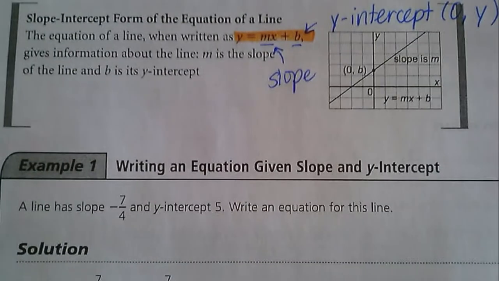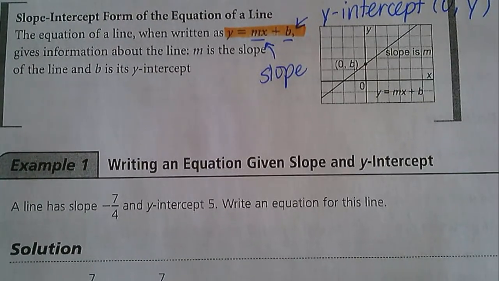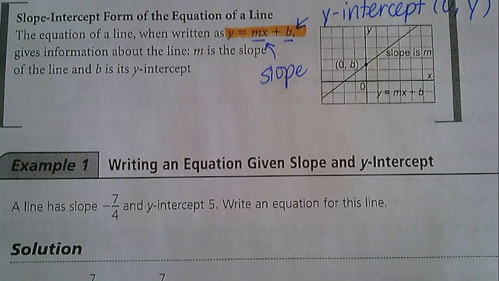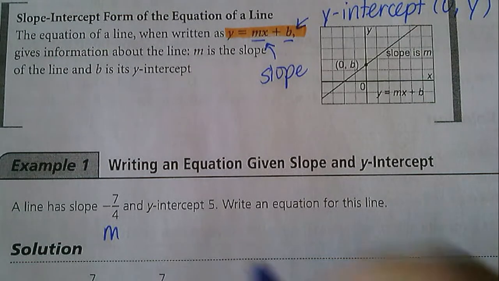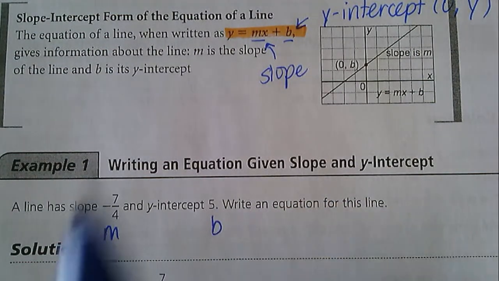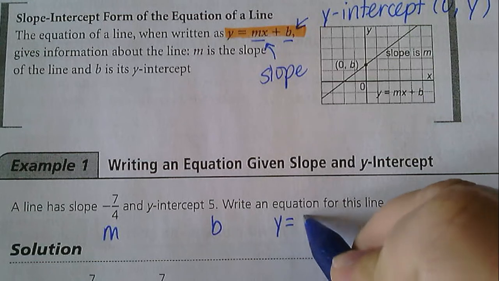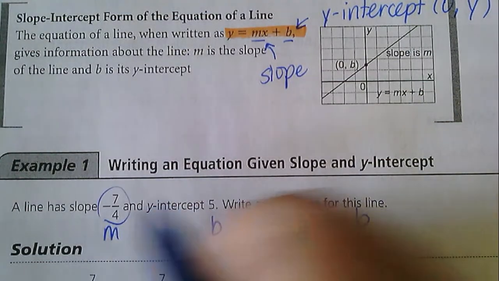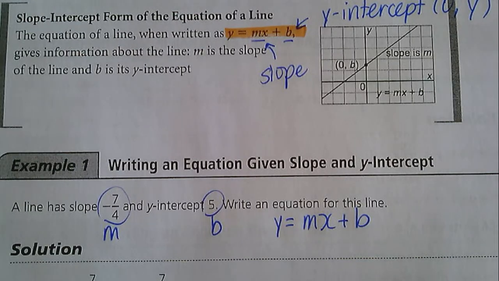This first example says the line has a slope of -7/4 and a y-intercept of 5. They're asking us to write an equation for this line. Remember, slope is also equal to the letter m, and our y-intercept is equal to the letter b. So if we look at the form y = mx + b, we can just plug in the numbers we were given for m and for b.